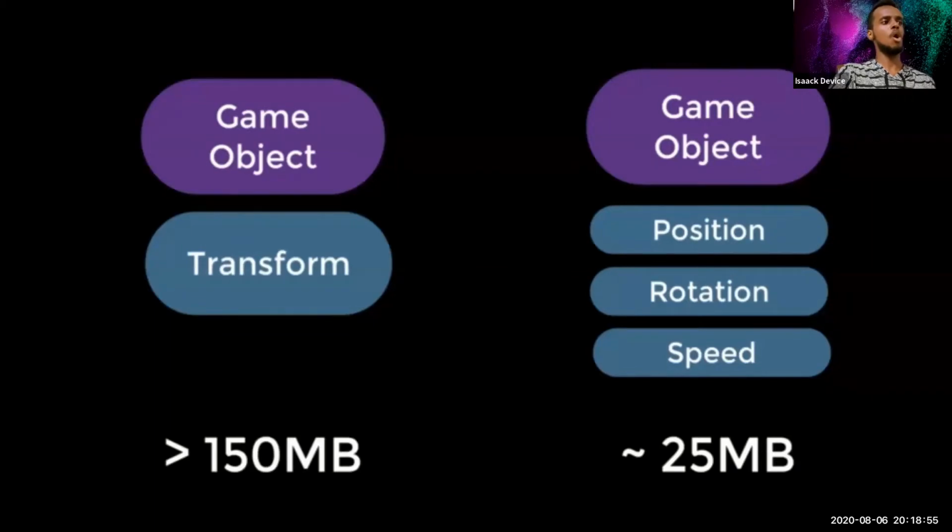If we have to pick all the transform properties, then we might end up, for example, this is just an estimate, with a consumption of 150 megabytes of memory. But if we only pick the required properties, then we might end up with 25 megabytes of memory. This is really a big deal in how DOTS is helping us optimize our games.